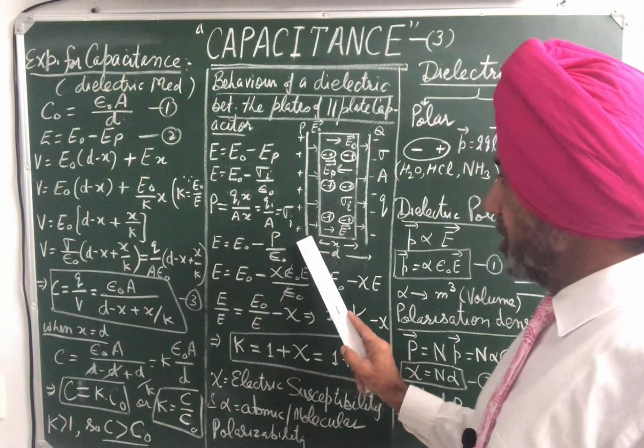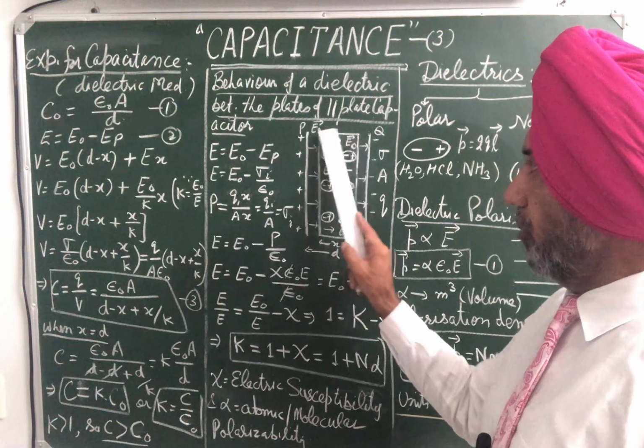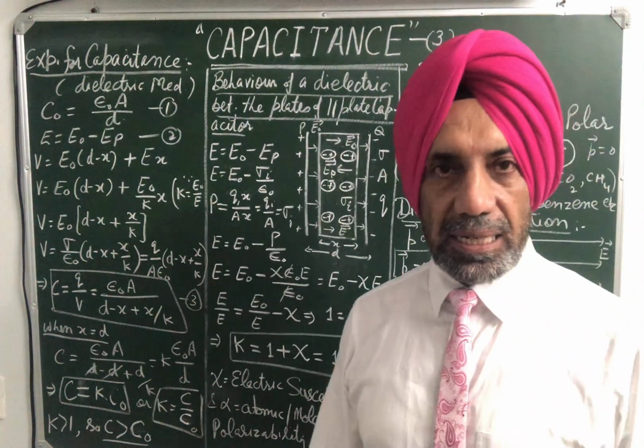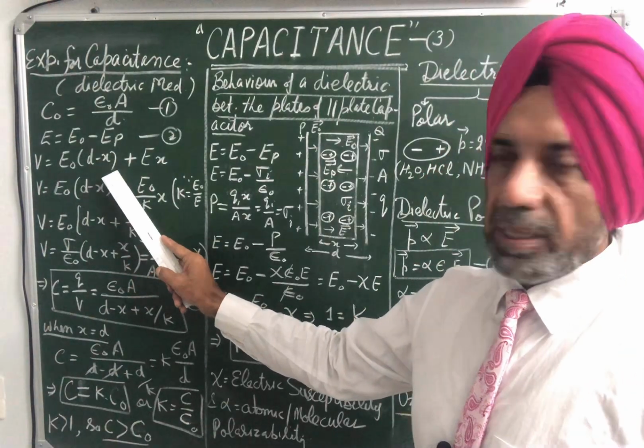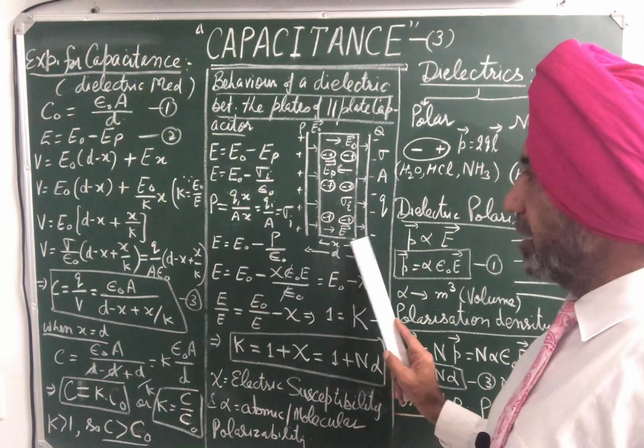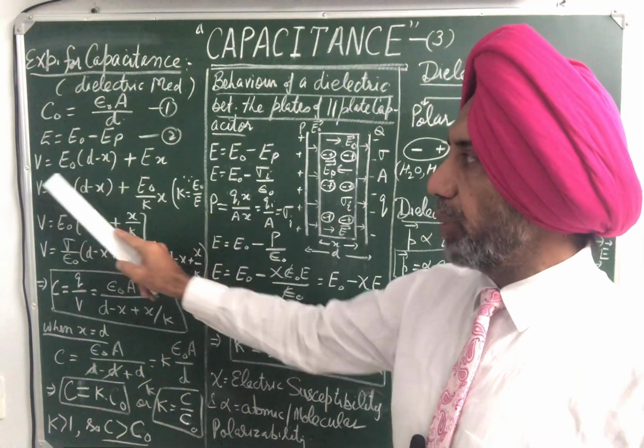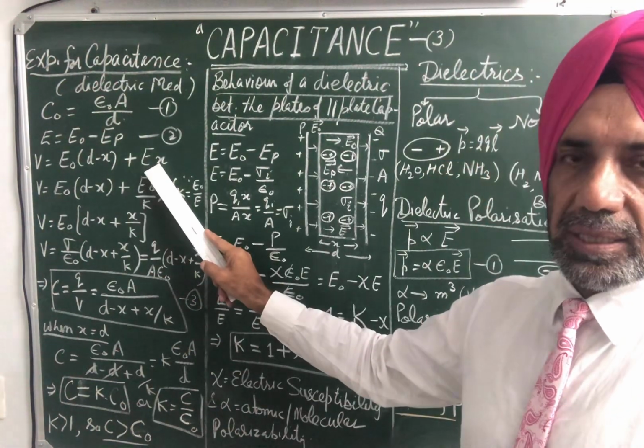Now suppose V is the potential difference between the plates after introduction of the dielectric slab of thickness x less than d. Then V will be equal to E naught into d minus x, because within the space d minus x there is electric field E naught, by definition of potential difference, plus E x.